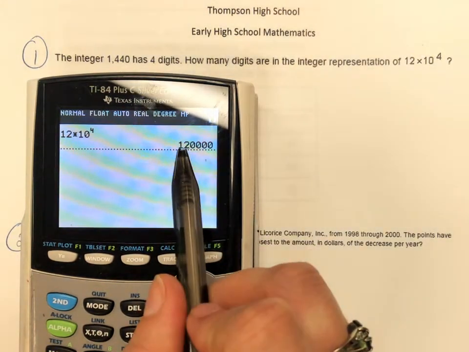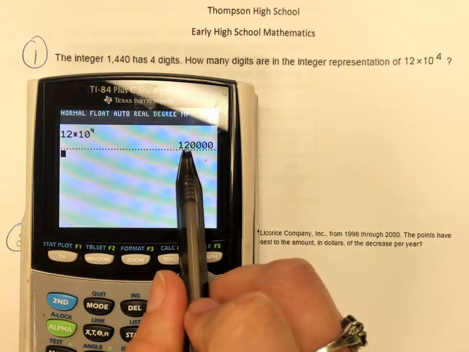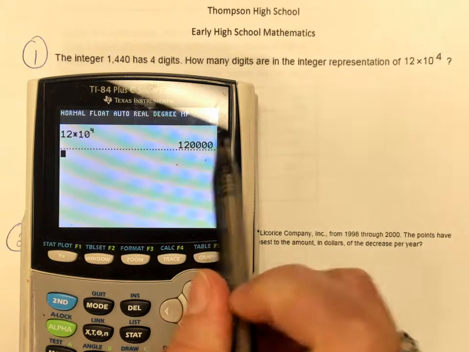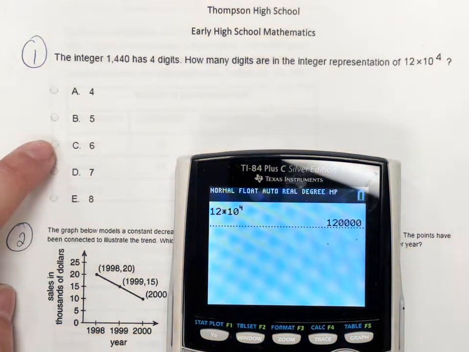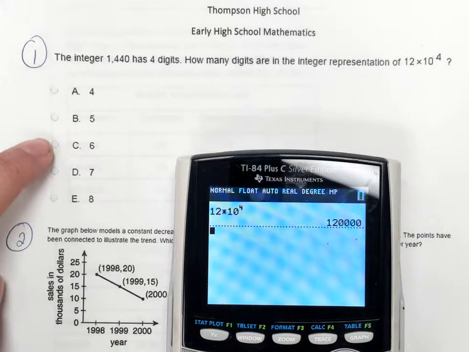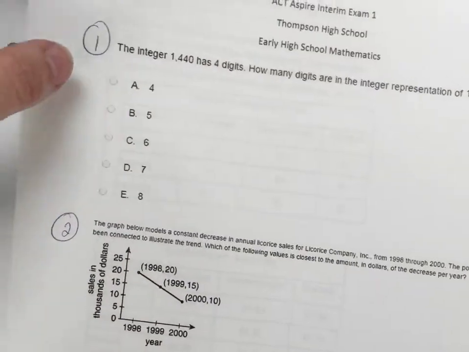How many digits does that have? 1, 2, 3, 4, 5, 6. Very good. So what would be my answer? 6. Which is C. Are y'all okay with that? Yeah. Okay. Okay, let's do another one.